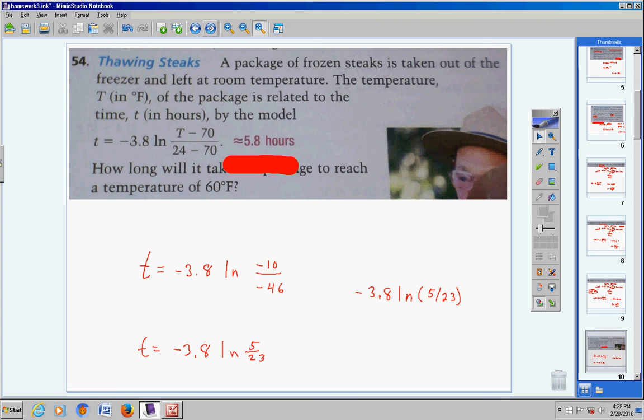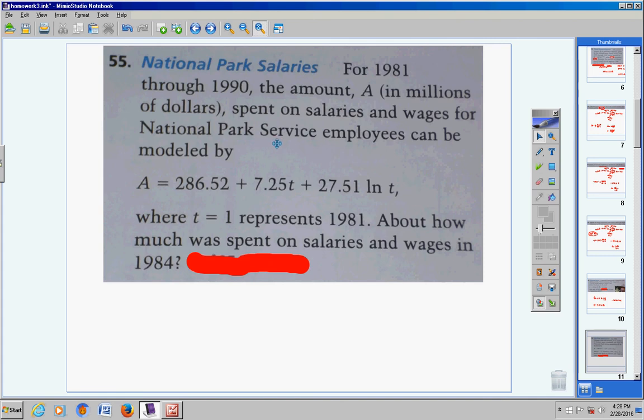Alright, number 55. From 1981 to 1990, the amount A spent on salaries and wages for national parks for employees can be modeled by this model right here. This is a really easy problem, students, where T equals 1 for 1981. So with this model, you can give me a year and I can plug it in and get out the amount spent, or you can give me the amount spent and I'll tell you what year it was, okay? About how much money was spent on salaries and wages in 1984?